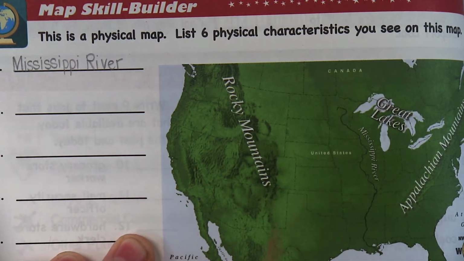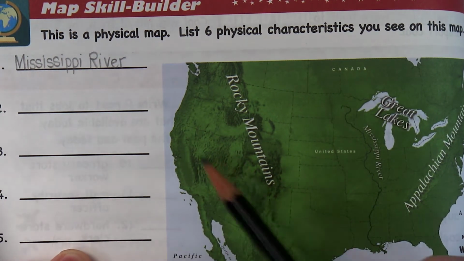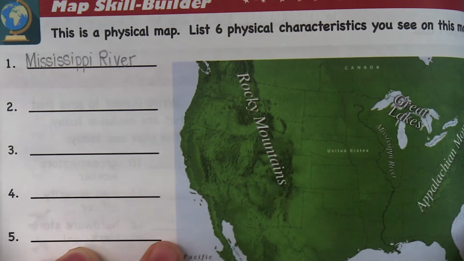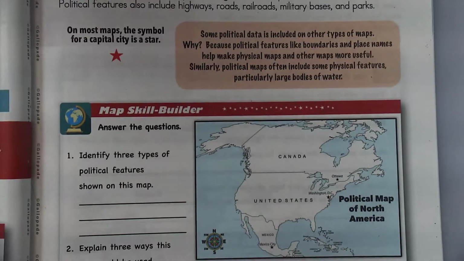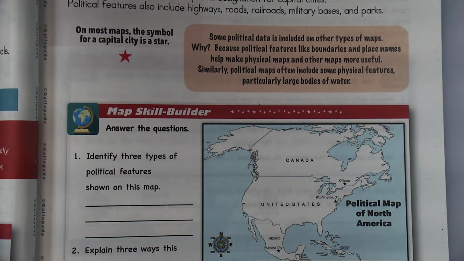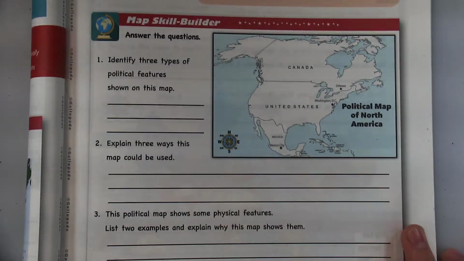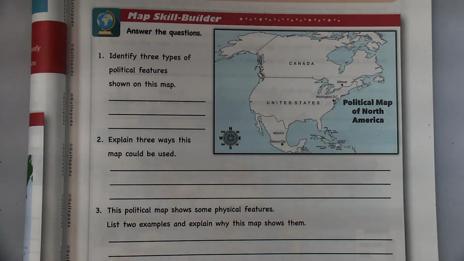You can see that this is the United States. You can see state boundaries. But this is a physical map because it shows the mountains, the elevated areas. So, therefore, a political map is one that often is used with other types of maps because you kind of need those labels and these boundaries between the countries. Okay, the map skill builder. Answer the questions. It says identify 3 types of political features shown on this map.